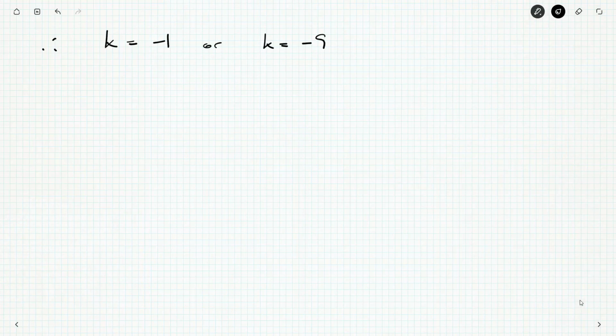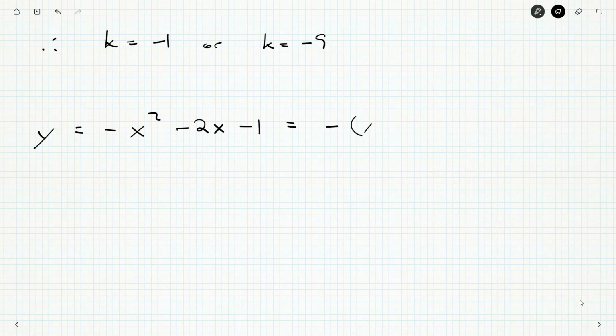If you wanted to, you could do a little double check. What is the parabola associated to k equals negative 1? Well, it looks like negative x squared plus (5k plus 3) is going to be negative 2. And then plus (6k plus 5), that's going to be minus 1. And that looks like negative (x minus 1) squared, which does indeed have its vertex on the x-axis.